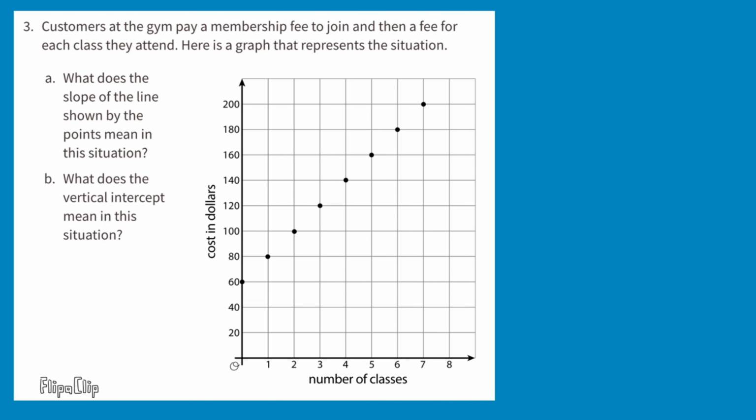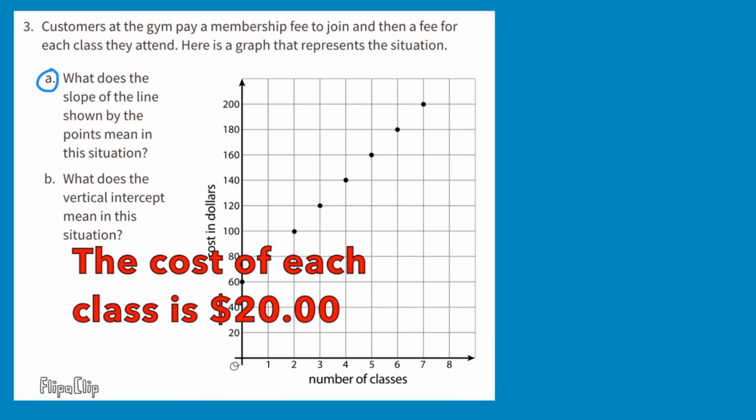Number 3. Customers at the gym pay a membership fee to join and then a fee for each class they attend. Here is a graph that represents the situation. A. What does the slope of the line shown by the points mean in this situation? The horizontal axis is the number of classes, and the vertical axis is the cost in dollars. The slope of this line means that the cost for each class is $20.